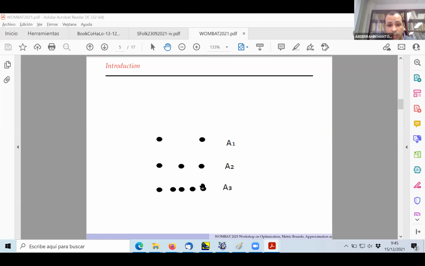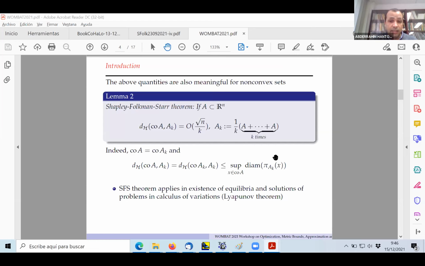The convex hull is the segment from this point to this point, and each time I take a point x in the segment, you see that the operation AK adds points in between. So each time the diameter is smaller. This means that this quantity goes to 0 when k grows. This explains the fact that this operation AK makes the set, at infinity, convex.